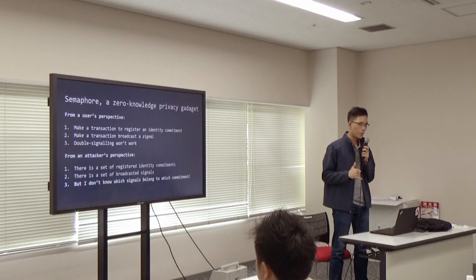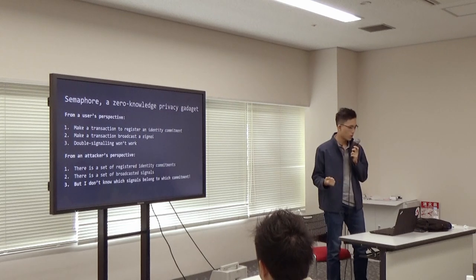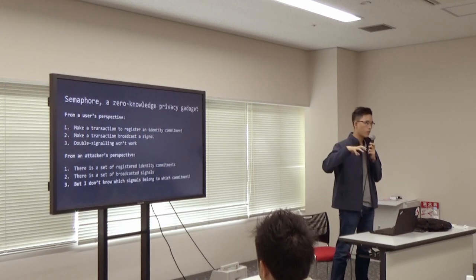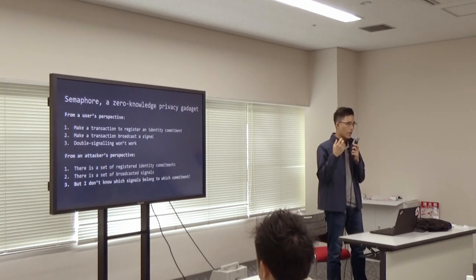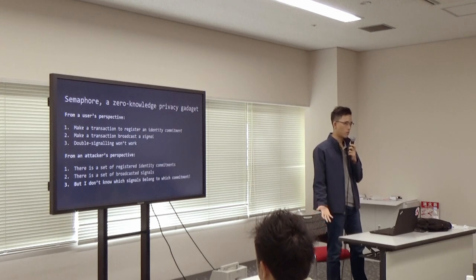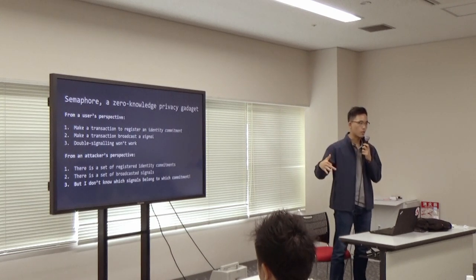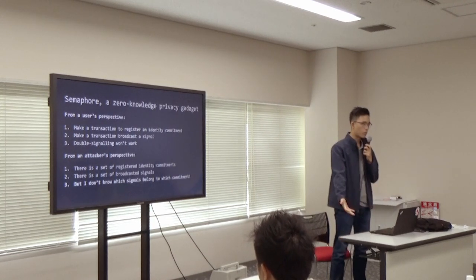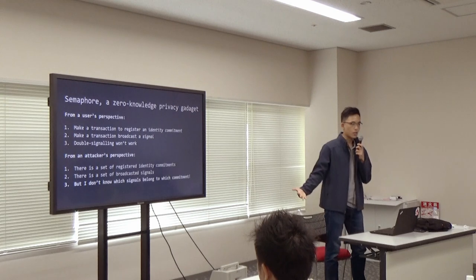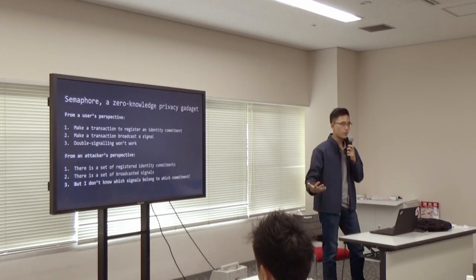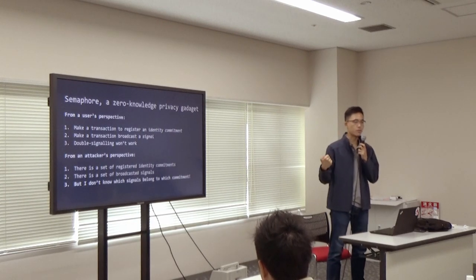What it does is basically two things. First, it allows you to register your identity. Second, it allows anybody in this pool of identities to signal an arbitrary string. By signal, it means broadcast any string to the Ethereum blockchain. But when they do that, they have to prove that they are one of the registered identities that had registered themselves earlier. So from an attacker's point of view, all they know is that there's a list of registered identities and there's a list of signals, but you don't know which signal is linked to which identity.